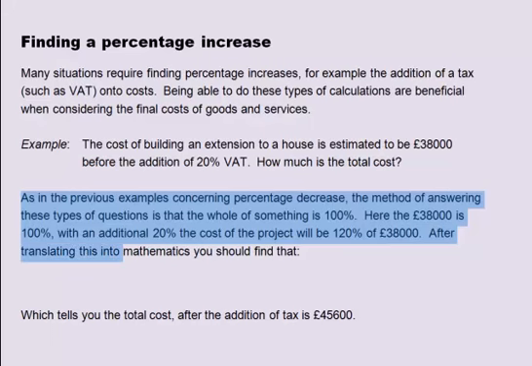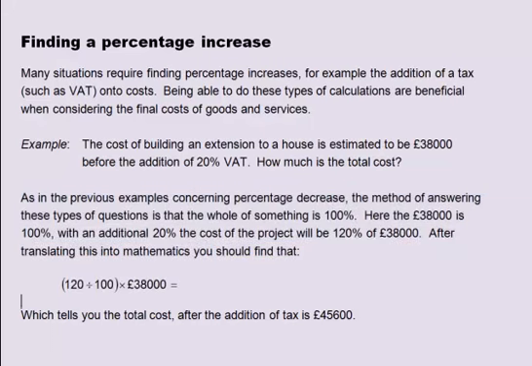After translating this into mathematics, you should find that 120 divided by 100 multiplied by £38,000 equals 1.2 multiplied by £38,000, which equals £45,600, which tells you that the cost after the addition of tax is £45,600.